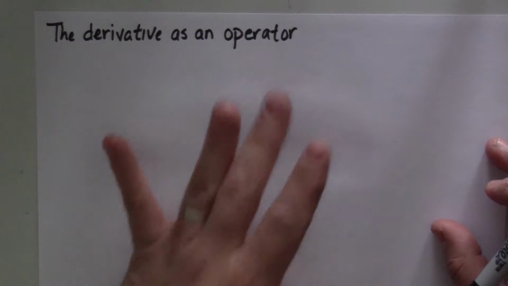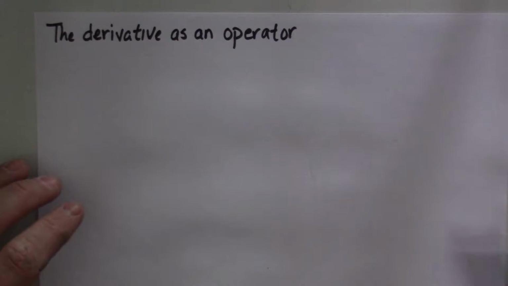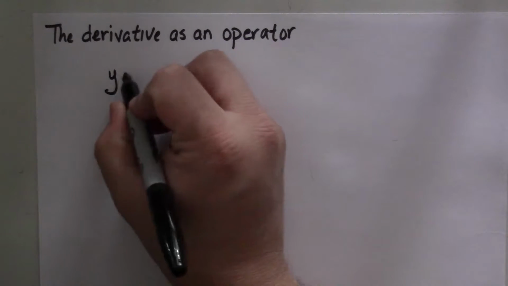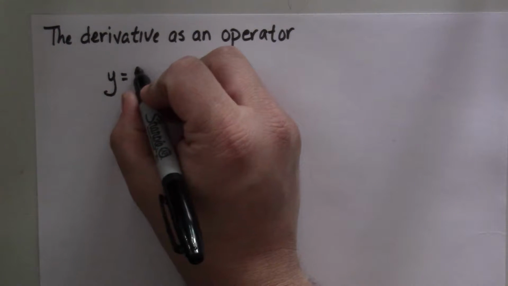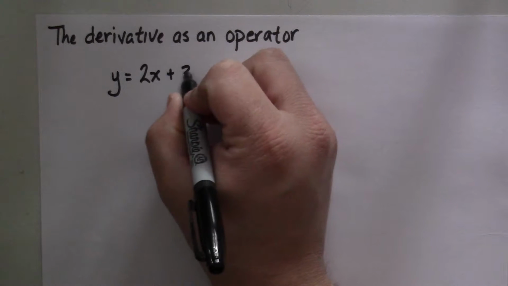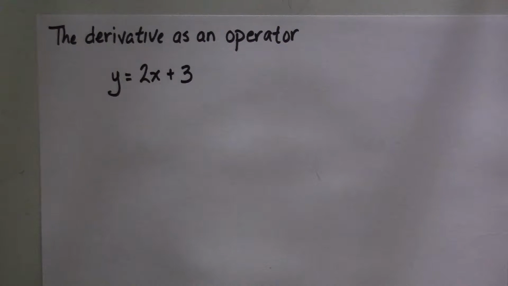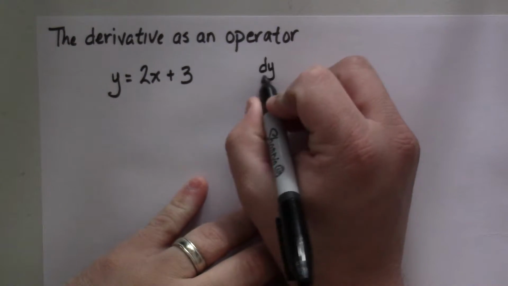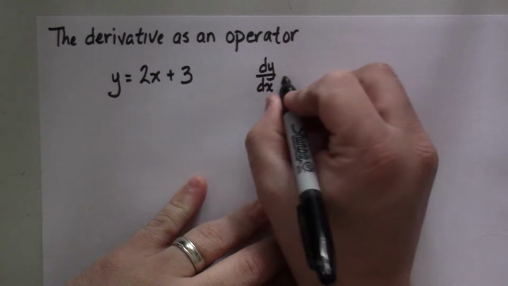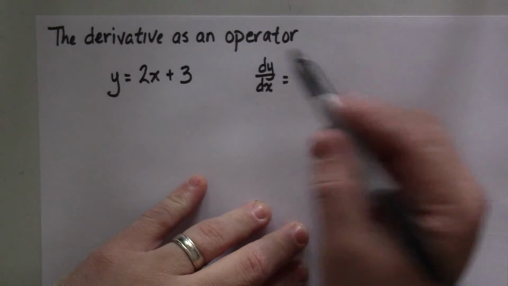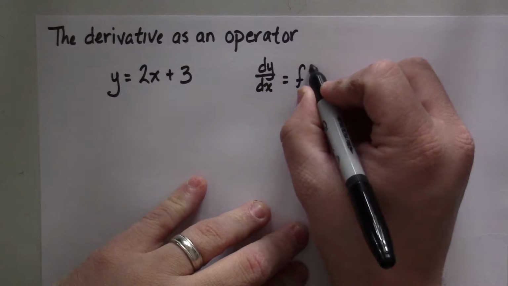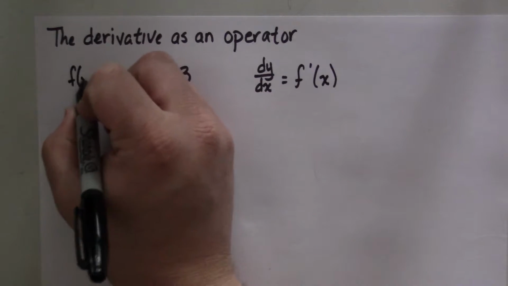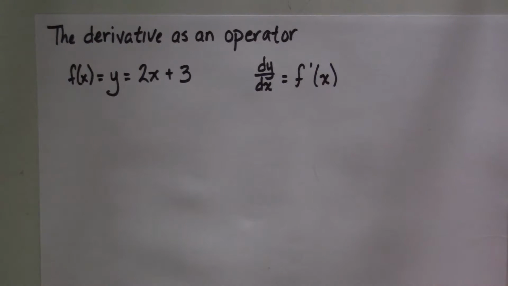I want to do a really quick video just to talk about the derivative as an operator. One of the things, our big idea as of late, is if I say y equals 2x plus 3, what I can do is evaluate this derivative, which we write either as dy dx equals some expression, or we could also write that as f prime of x, as long as I say that f of x is y and it's just that rule.